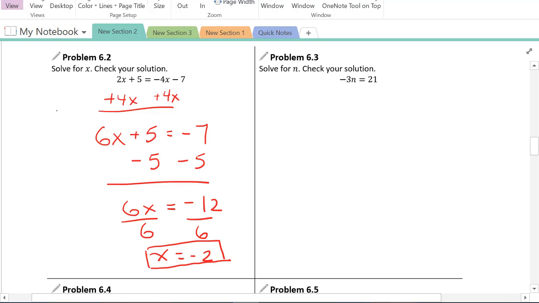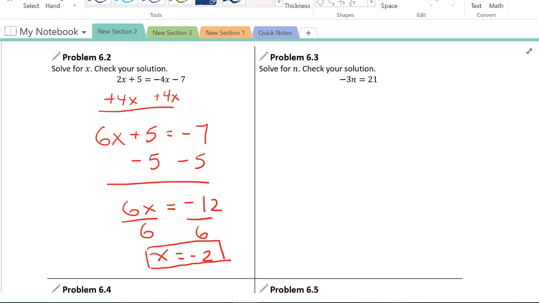So if you notice, I moved the variable to the left, right? I have the x on the left side, and I have the numbers on the right side over here. But again, you can solve it whichever way you like. You can move the variable to the right side if you want. They're both correct. But just so we're consistent in class, I'll always move variables to the left, numbers to the right. So let's look at 6.3.